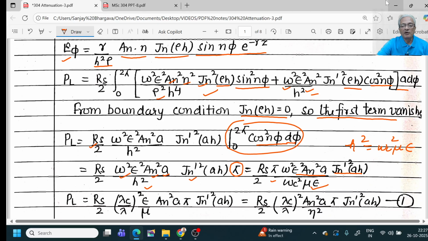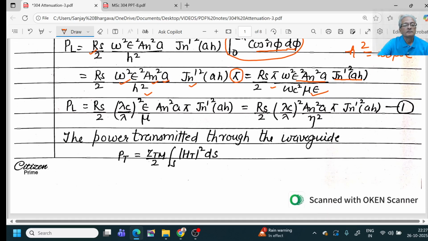So power lost can be written as PL equal to Rs by 2 (λc by λ)² ε upon μ An² π a Jn'²(ha). So this is represented by equation number 1.